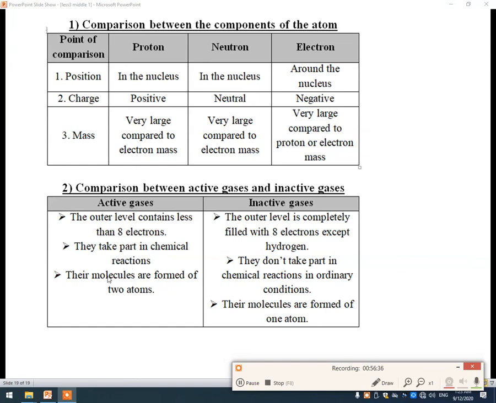The active gases take part in chemical reactions, and their molecules are formed of two atoms, like oxygen O2 and hydrogen H2. But the inactive gases don't take part in chemical reactions, and their molecules are formed of one atom, like argon Ar, helium He, and so on.